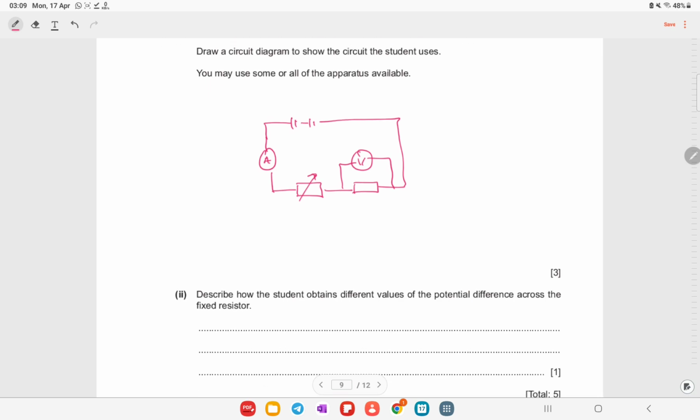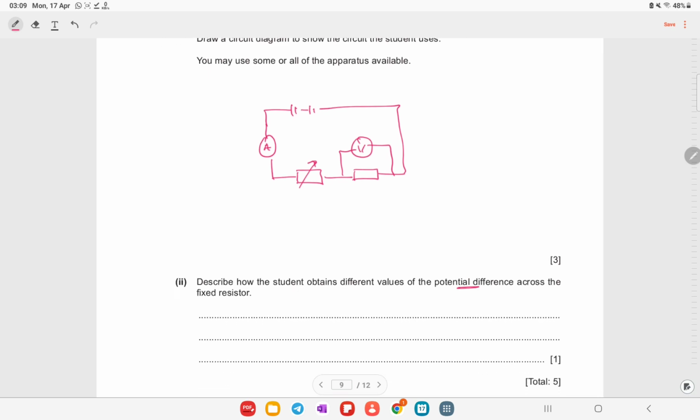Describe how the student obtained the different values of the potential difference across the fixed resistor. You just adjust the variable resistor, or change the values of the variable resistance, and you will get different values of potential difference across the fixed resistor. So that's it.